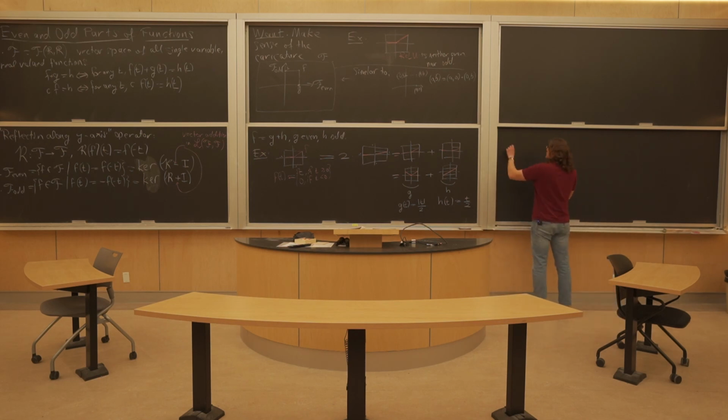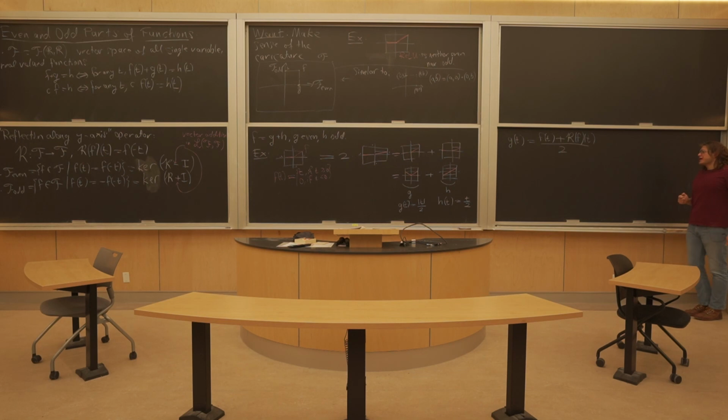So, g of t is the same thing as f of t, my original function, plus its reflection divided by 2. So I started with the function, I added to it its reflection, and I averaged these two functions. You can think of it like this.